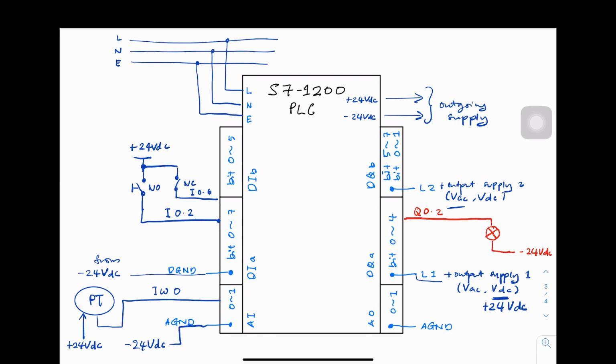For analog output, assume that we're going to wire one of the output words of the analog output to a current to pneumatic transducer. One terminal of the I2P transducer should be connected to the output word of the analog output, and the other terminal should be connected to analog ground, which is internally connected to negative 24 volt DC.